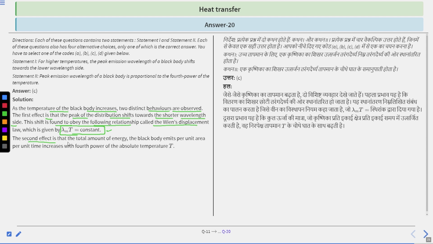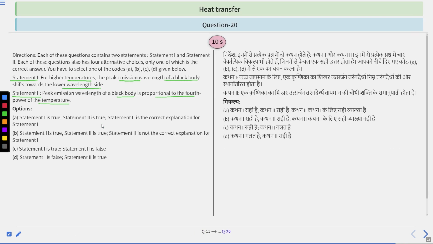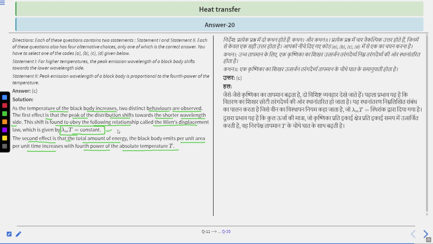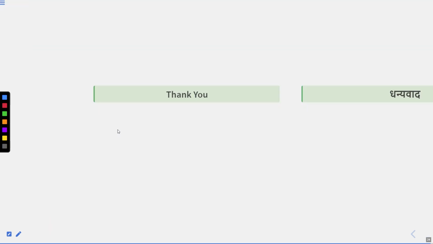The second effect is that the total amount of energy the black body emits per unit area per unit time increases with the fourth power of the absolute temperature T. So from this statement, the correct answer is C. This one is correct. Clear? C option is correct. Thank you.